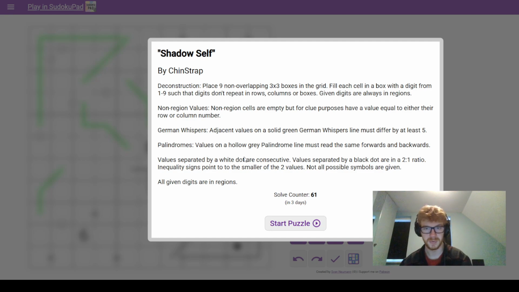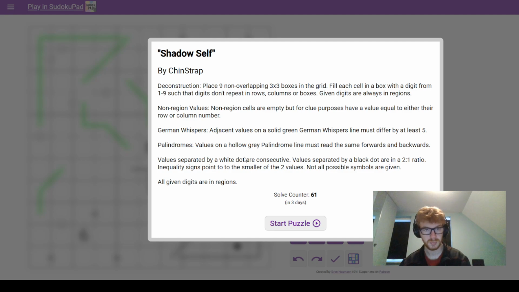So, normal deconstruction rules: non-region cells are empty, but for clue purposes have a value equal to either their row or column number. Okay, so I assume the value can also be like 10 or 11.